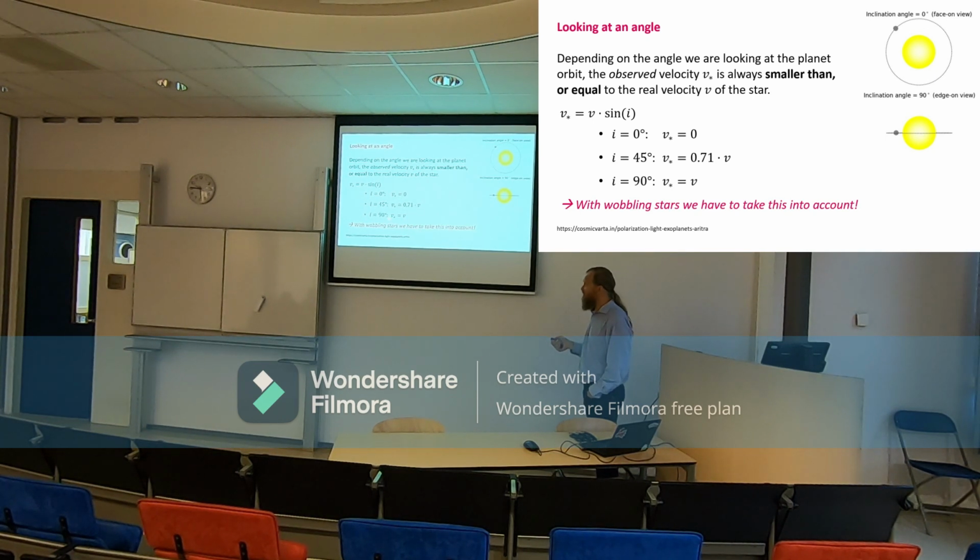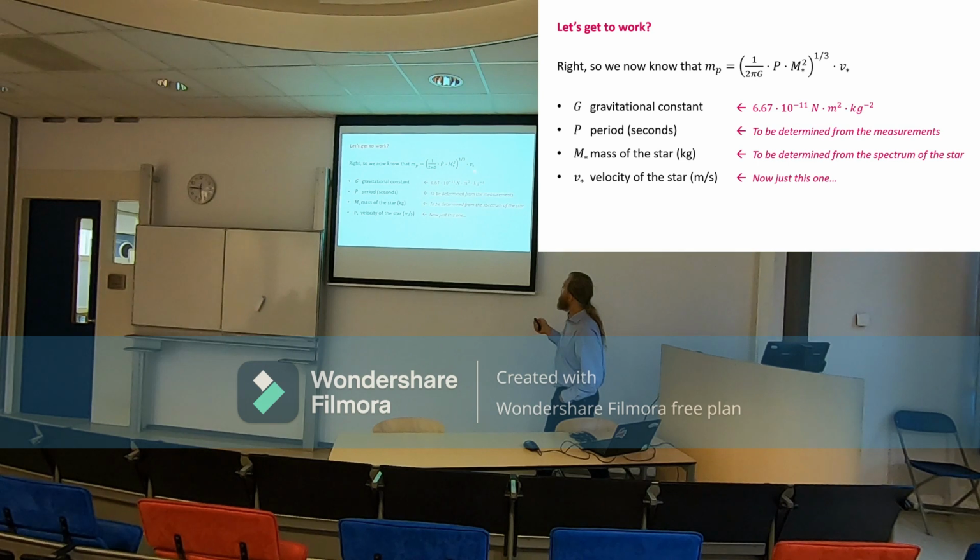So basically the velocity we measure is always going to be smaller than or equal to the actual velocity of the star, which means, I have to take that into account, which means that in this formula, this V might, in actuality, be more. So the mass we find might be more than what we calculate, right?